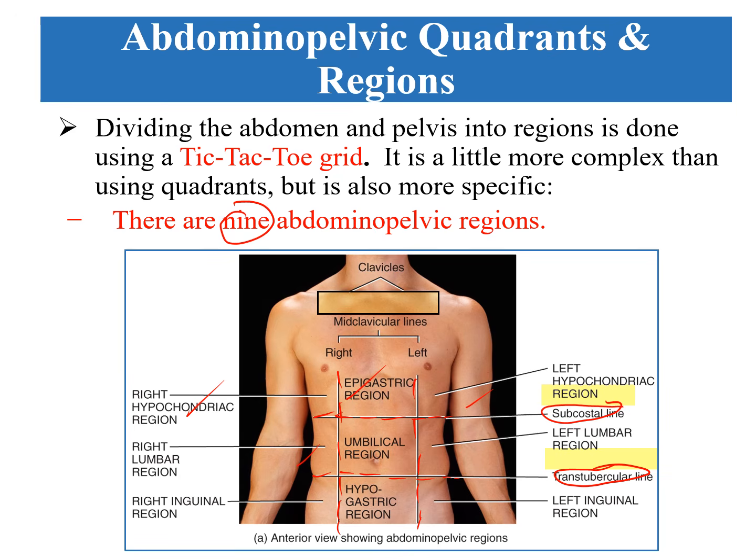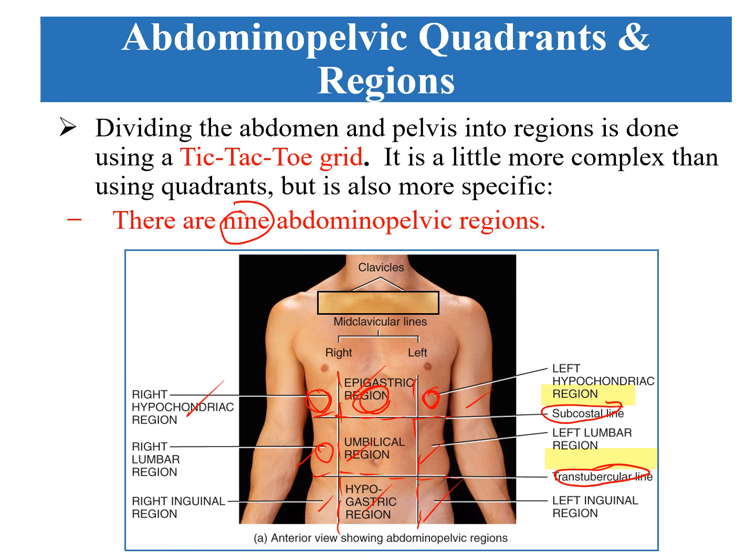the right lumbar region, the umbilical region, the left lumbar region, right inguinal region, hypogastric region, and left inguinal region. Each one of these can be used to pinpoint the exact location of an organ. For example, you can talk about the stomach. The majority of the stomach is located in the epigastric region, as well as the pancreas. Then in the left hypochondriac region, you have the spleen. Then in the right hypochondriac region, you have some parts of the liver and the gallbladder. In the right lumbar region, you can think of the kidneys and so on.